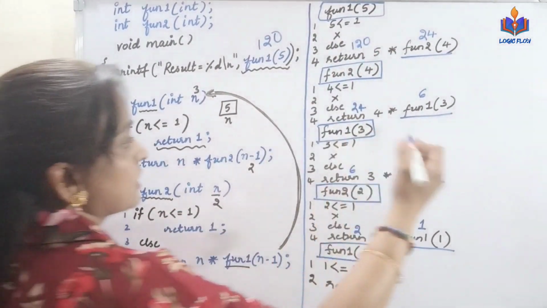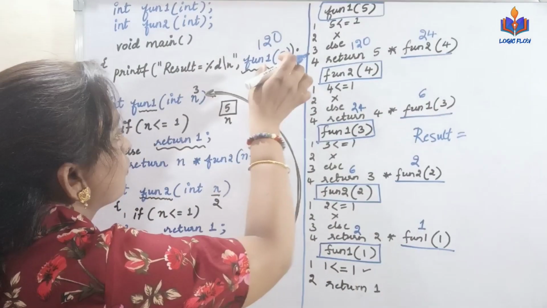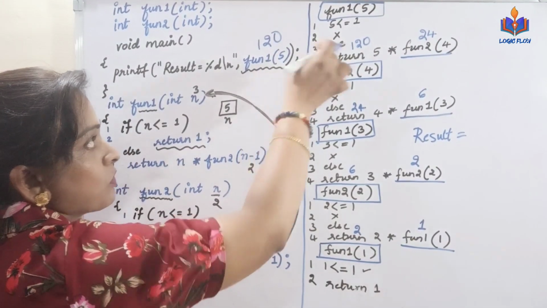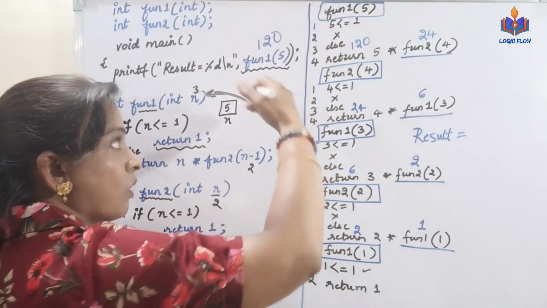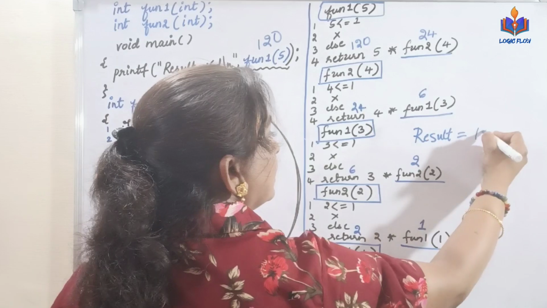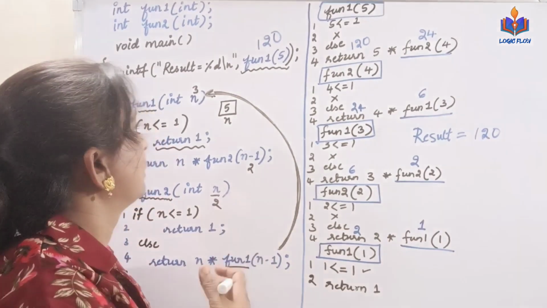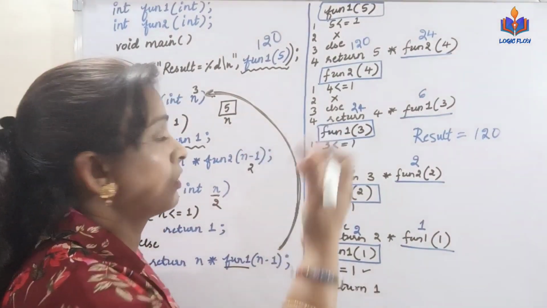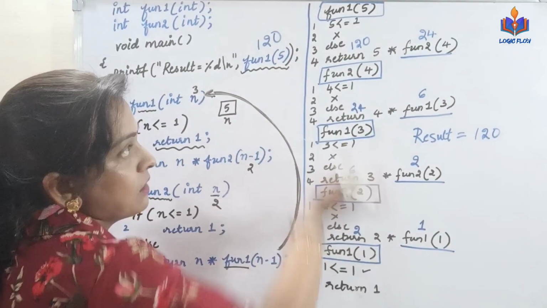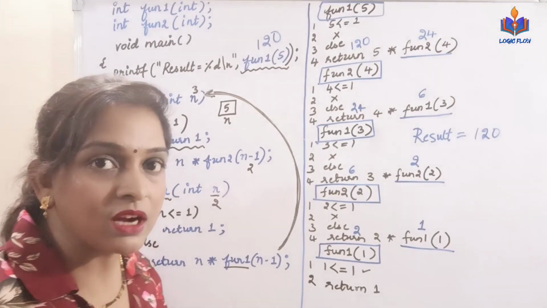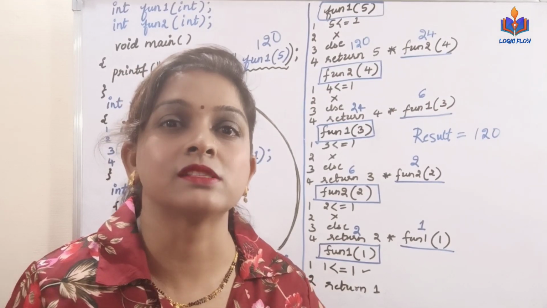So my final result, I will be getting result equal to percentage d, print the value of this function call. So what was the value I got from this function 1 of 5? The return value is 120. This is what you are going to get. You can have a message or you can simply say percentage d, print function 1 of 5. So this is the dry run. This forward process and backward process you need to understand. If you understand this forward process and backward process, then recursion will be very simple to you all.